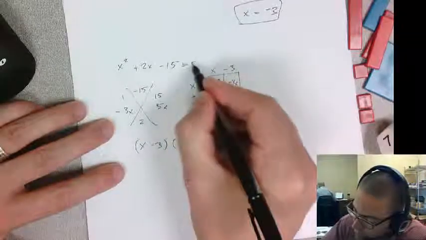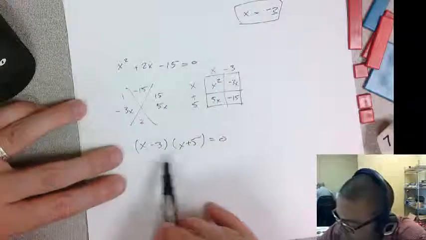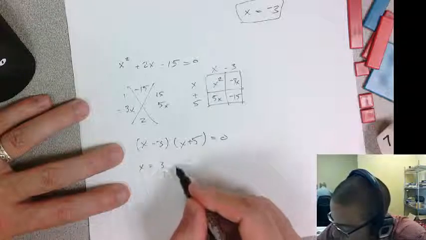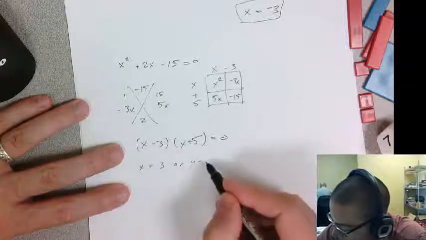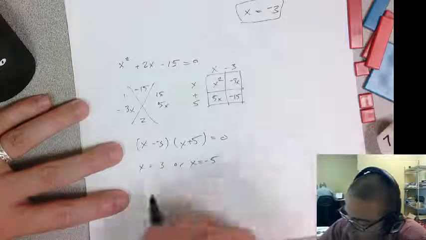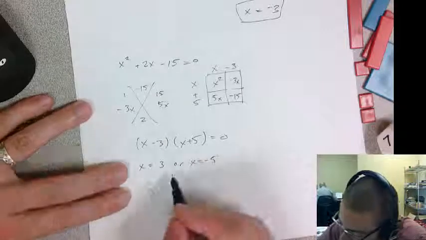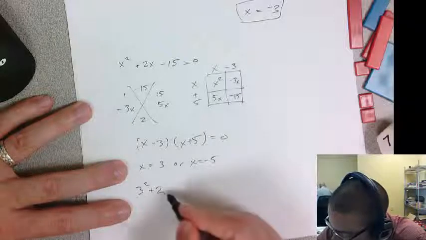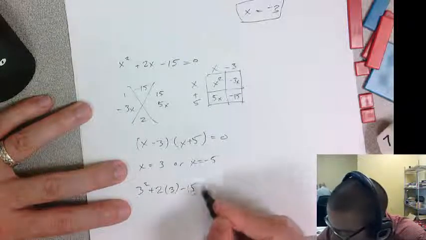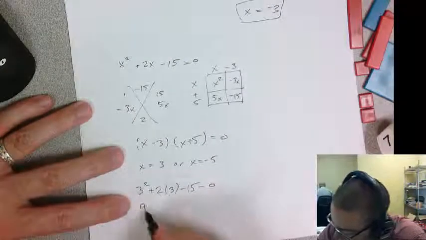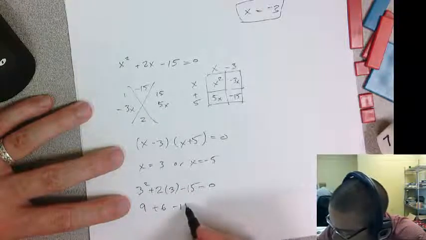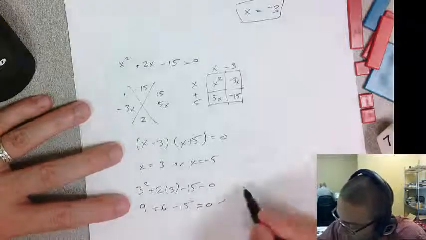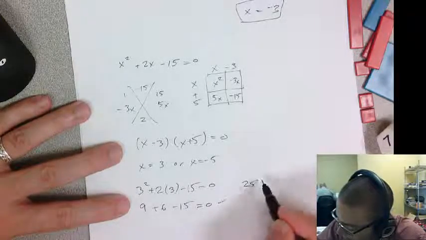Oops, I forgot to put the equal to 0 there. And that would mean that x would have to be equal to 3, or x equals negative 5 will be solutions to that. So let's go ahead and check this one. 3 squared is 9, plus 2 times 3 minus 15 is equal to 0. So 9 plus 6 minus 15 equals 0. Yeah, that checks out.